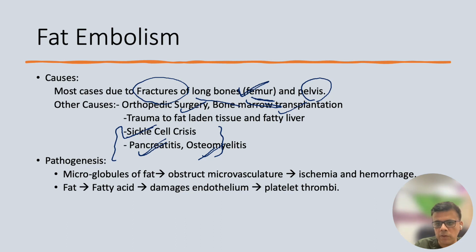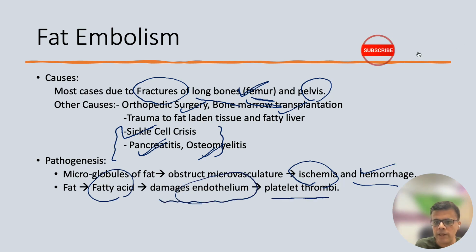Pathogenesis. After the fat globules are released into the bloodstream, they obstruct the microvasculature and cause severe ischemia and hemorrhage. So ischemia and hemorrhage are common. And the fat and fatty acids which are released damage the endothelium of the blood vessel and cause platelet thrombi. So inside the blood vessel, there is platelet thrombi formation due to the injury to the endothelium inflicted by fatty acid, which acts as an injurious agent to the endothelium. That has to be remembered.